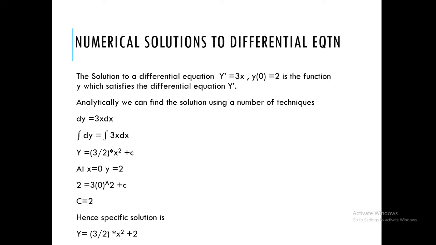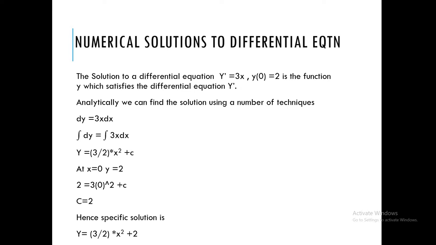Looking at this equation, we can easily separate it into a function of y and a function of x, so dy equals 3x dx. Then we find the integral of both sides: the integral of dy equals the integral of 3x dx, which gives us y on the left side equals 3 over 2 x squared plus c, the constant of integration. So that gives us the general solution.